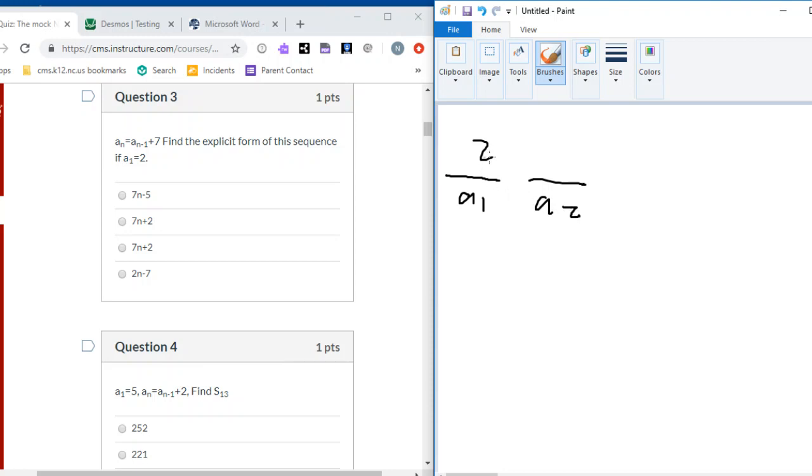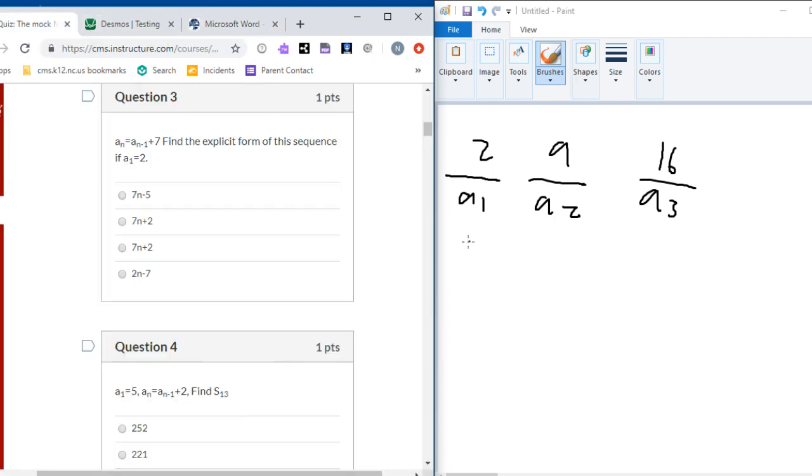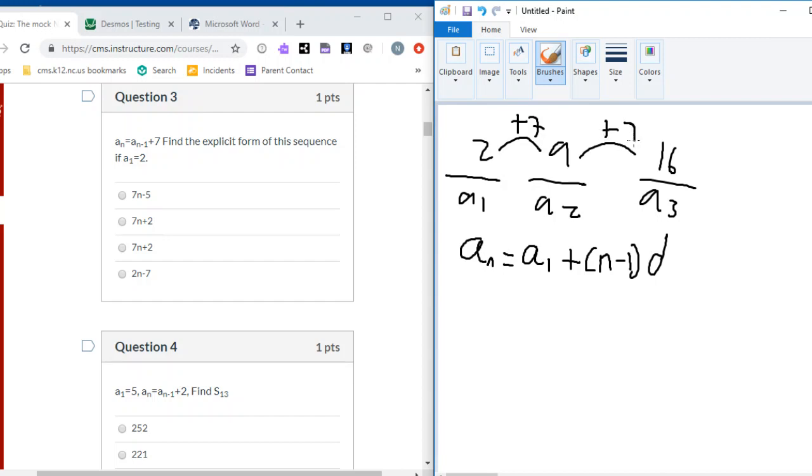So a2 is the previous term 2 plus 7, which is 9. a3 is the previous term plus 7, which is 16. You're just adding 7. So this is an arithmetic sequence, and we have to know that it's on our formula sheet, for arithmetic sequence and series. The formula for an arithmetic sequence is a_n is equal to a1 plus n minus 1 times d. d is the common difference, which is how much each term in the sequence changes. Hopefully it's intuitive that the common difference here is 7. You're adding 7 each time to get to the next value.